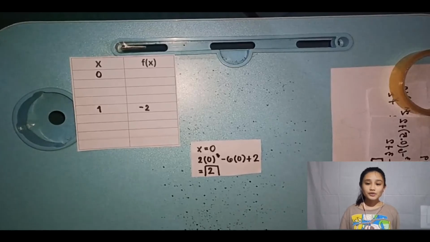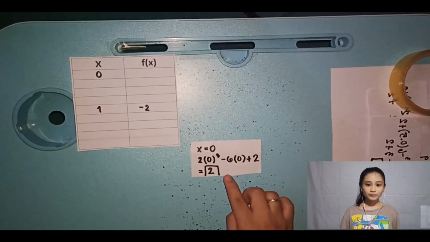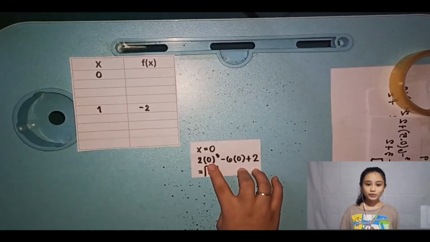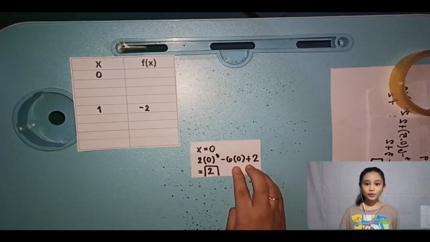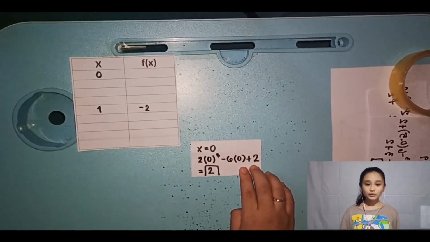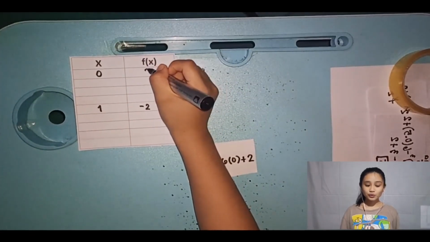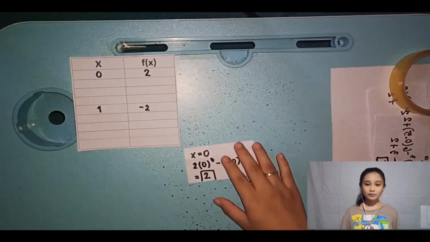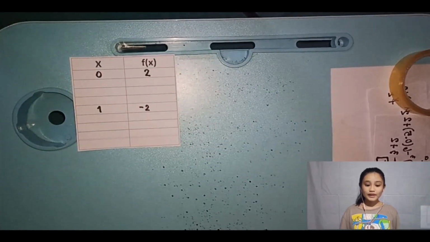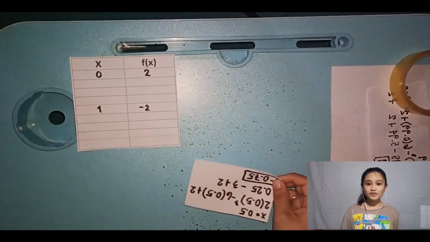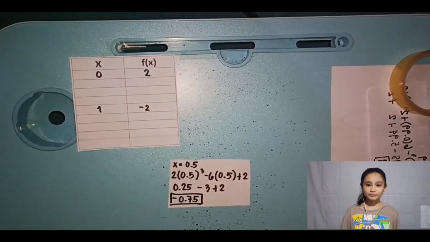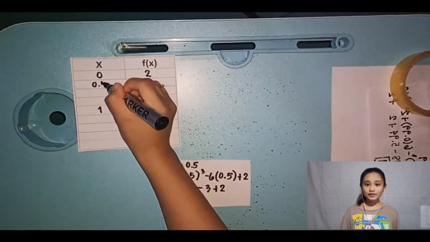Substitute the value 0 onto the equation. 2 times 0 minus 6 times 0 plus 2 is equal to 2. Let's write 2 at the f of x part of the table of values. Let's try 3 more x values to really get infinitely close to 1 from the left. We'll have x equals 0.5, at the x part.